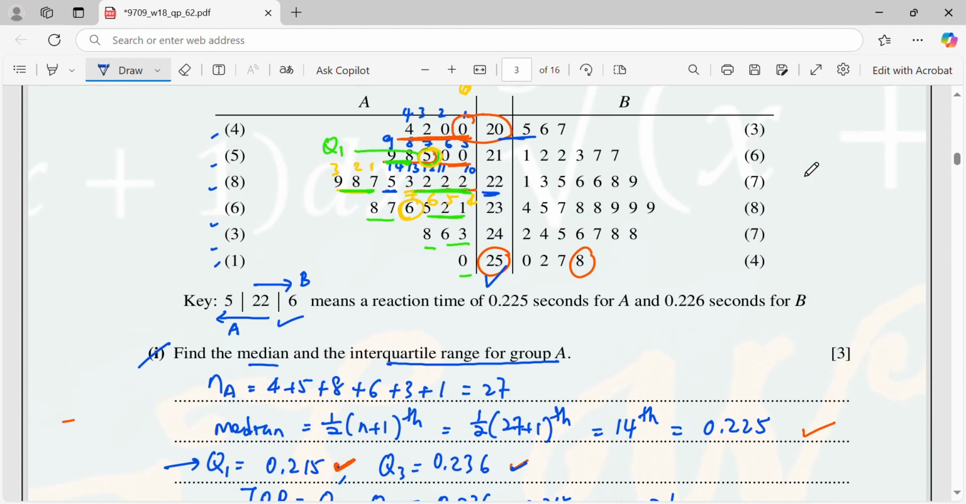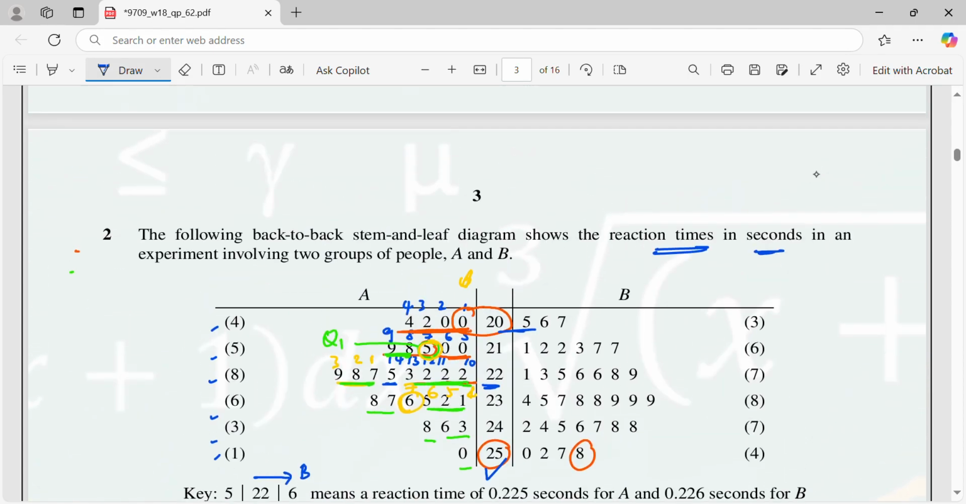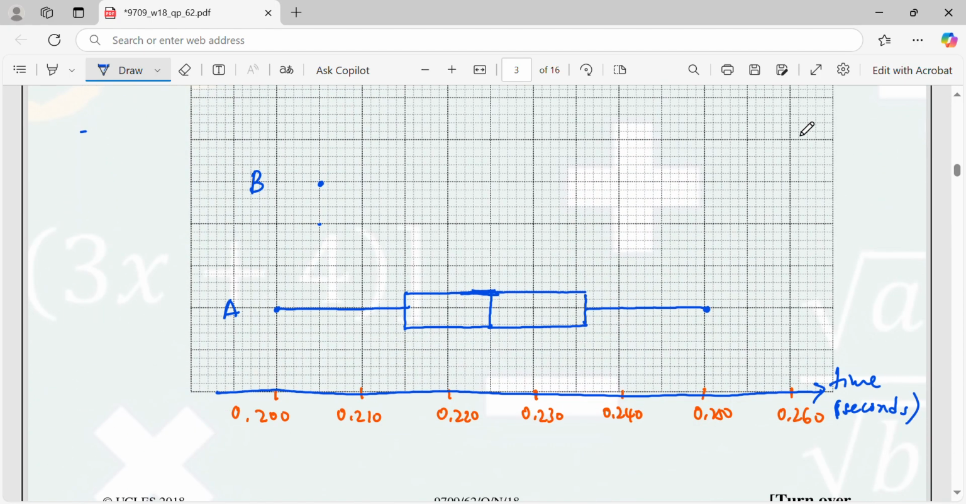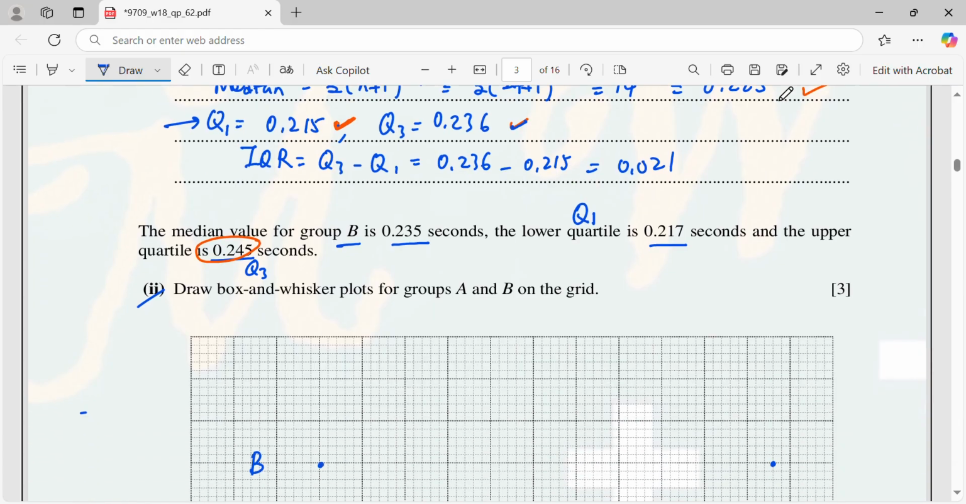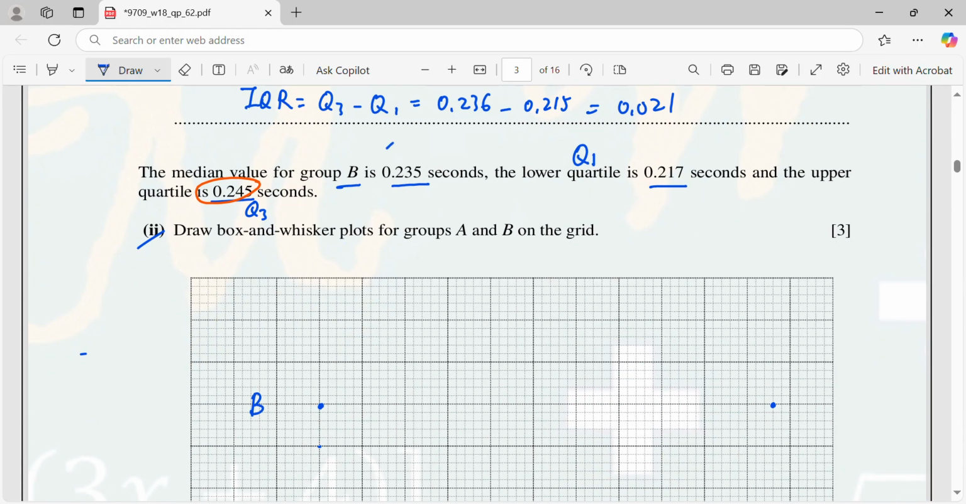Okay, then the greatest value from the stem and leaf diagram, 258. So it will be 258. Then the median value, 235.